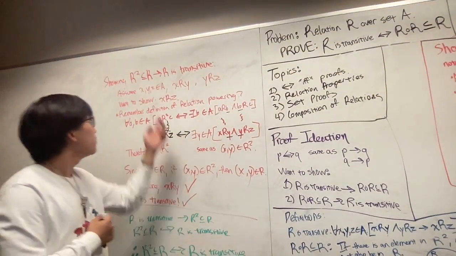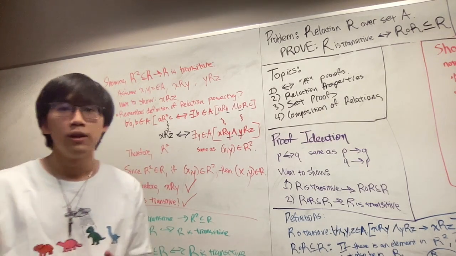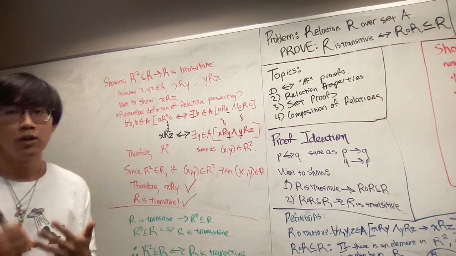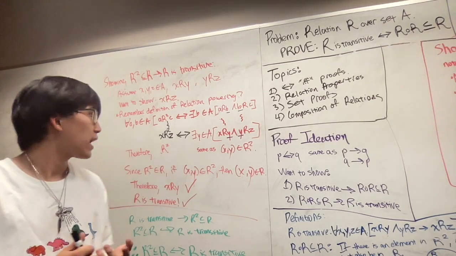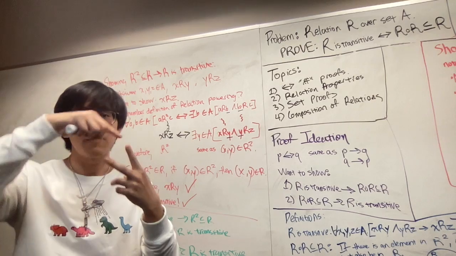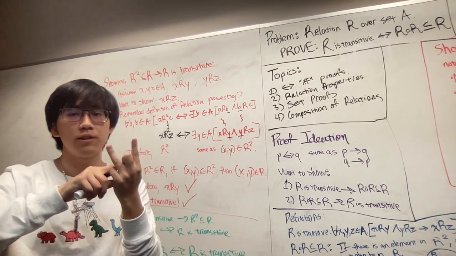We want to show the vice versa now. We're going to assume that R squared is a subset of R, and we want to show that R has to be transitive. So how can we do this? The transitive property means, given what I just said, you're going to assume that the first thing maps to the second, and the second maps to the third, and you're going to want to show that the first thing maps to the third.